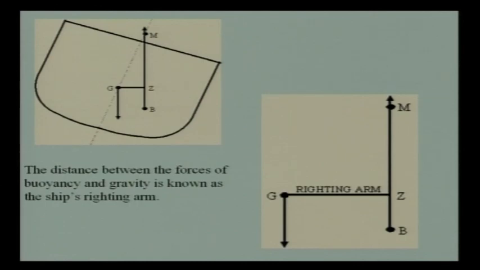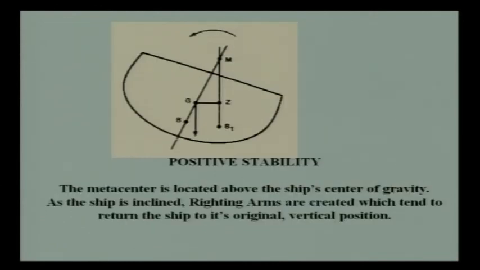So, you are having the condition of positive stability. The metacenter is located above the ship's center of gravity. Now, as the ship is inclined, I will tell you what a righting arm is. A righting arm is created, which tends to return the ship to its original position. We have already seen what a moment produced is, but we have not given you the mathematical expression for that arm, I will do that. This moment tends to bring the ship back to the original vertical position, that is positive stability.